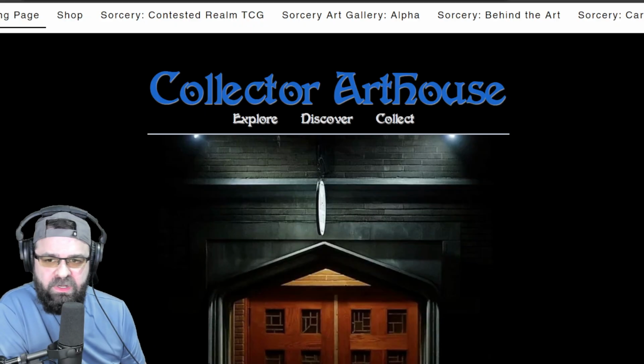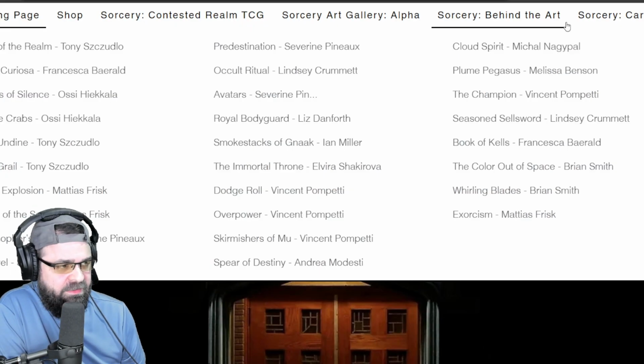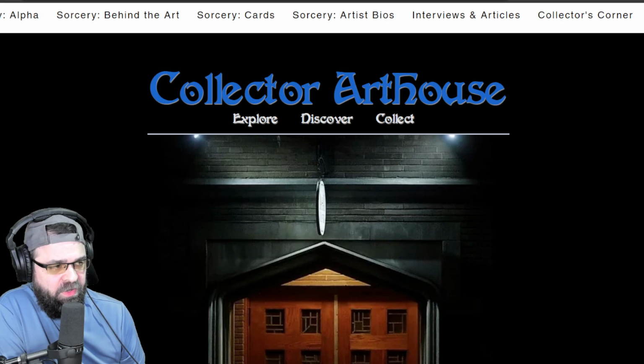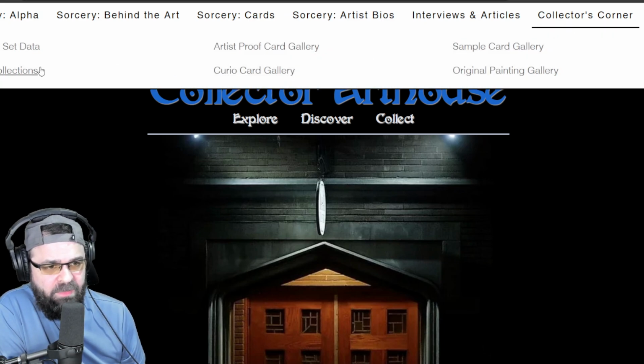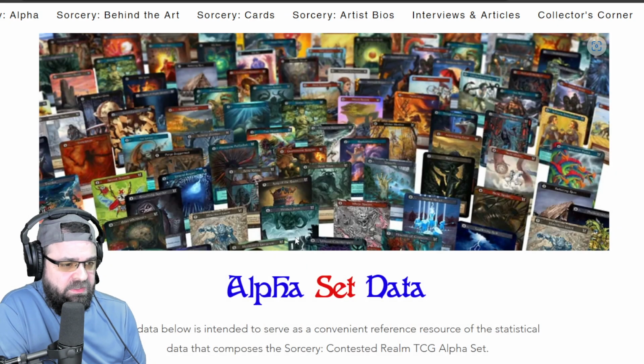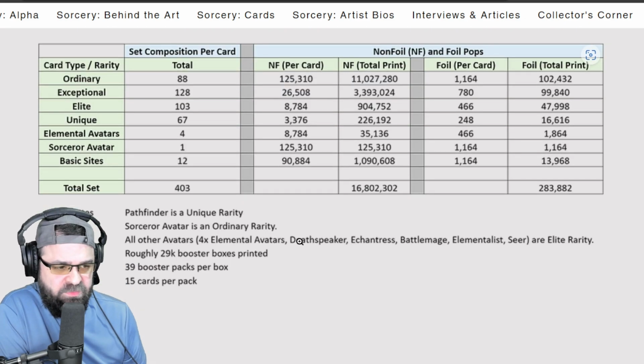Today, we are going to be looking at what the potential beta print run numbers might be for foil cards and maybe even some non-foil cards. Let's take a look. First off, we are going to grab some data, and I like to use collectorarthouse.com. There may be some other sources as well. This is just the source I'm using.